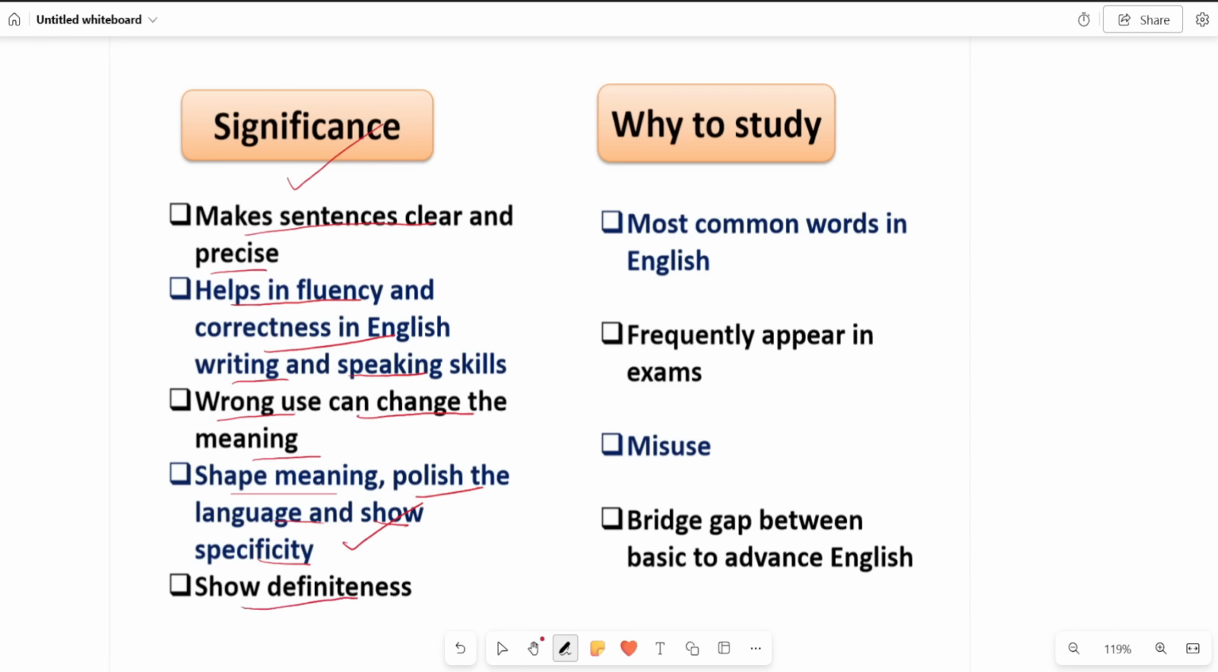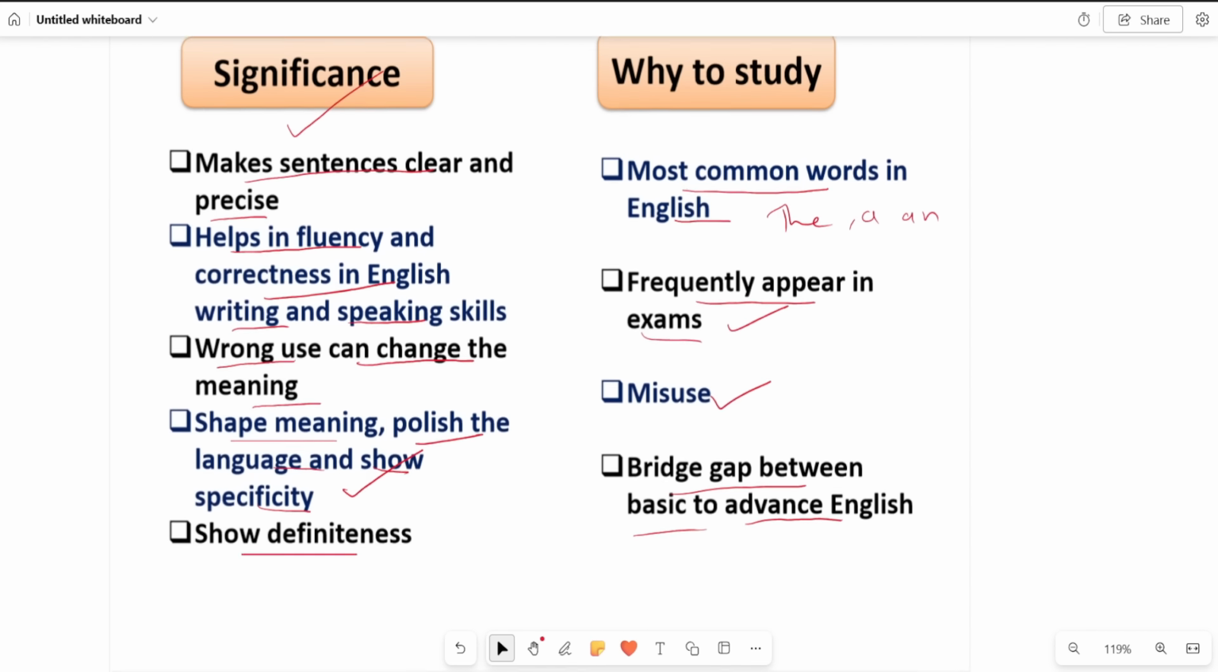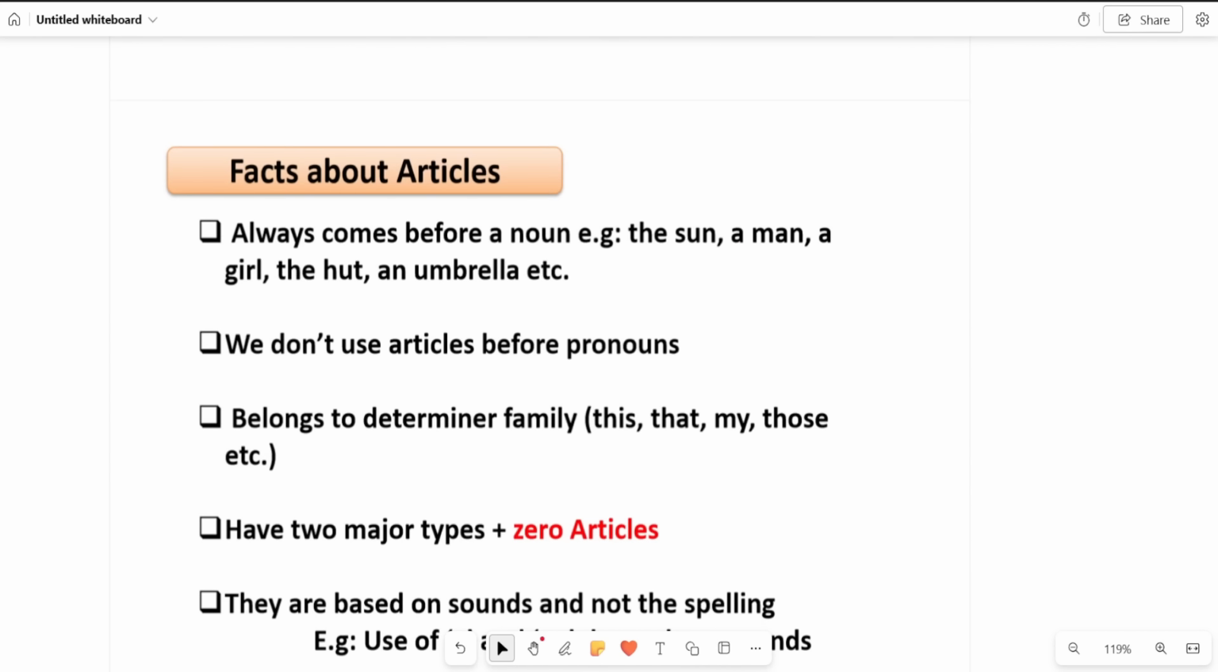Then they show definiteness. Then why study articles? Because "the" is the most common word in English we have, and we use articles extensively. Then they frequently appear in all different exams in India. We also misuse them the majority of the time. And most important, to bridge the gap between basic and advanced English, we have to study them. So these are some of the reasons and significance of articles.